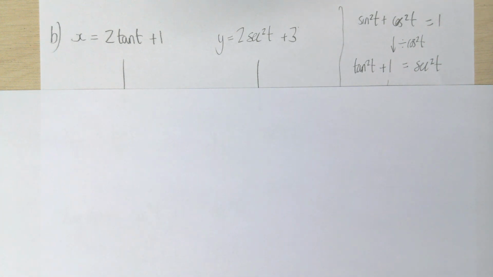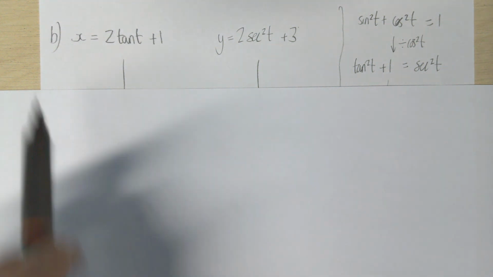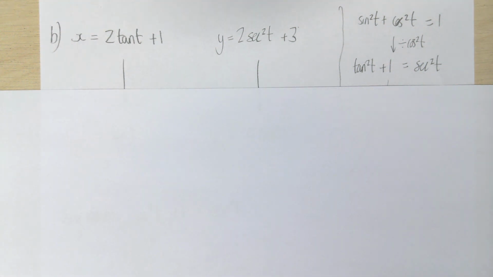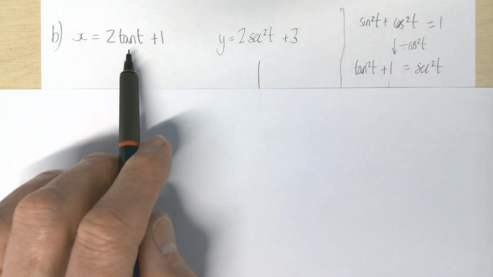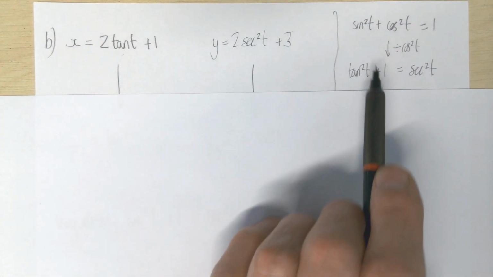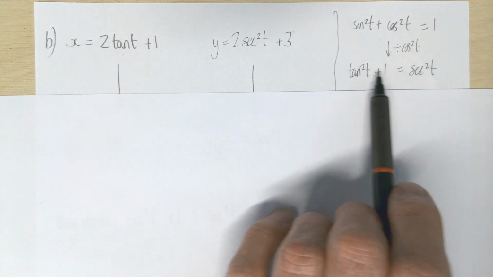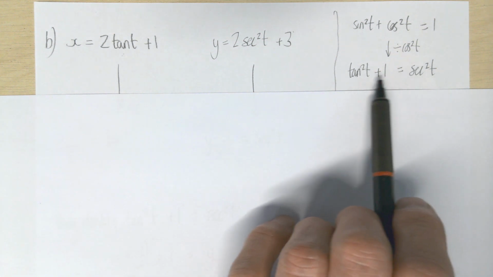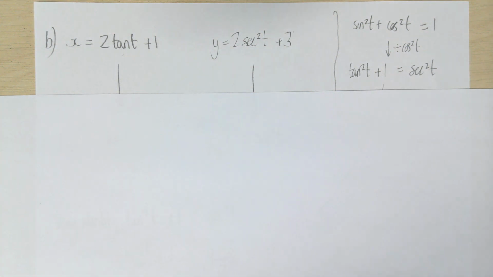This is converting parametric to Cartesian. And you may remember that there are two approaches. If our parametric equations don't involve trig, we just rearrange one as t equals, and substitute it into the other. If it does involve trig, as this one does, we've got to use one of our identities. Now, these parametric equations involve tan and sec squared, so I very quickly derived, I couldn't remember it, the identity that links tan squared and sec squared.